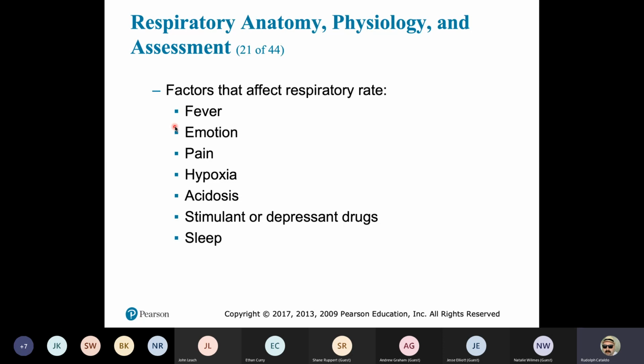Pain can increase a lot of things. Pain can increase your heart rate, it can increase your respiratory rate. Hypoxia obviously is going to affect your respiratory rate. Acidosis, which we'll get into a little bit maybe in a slideshow. Drugs, whether it be an opioid or an upper or downer, whatever it might be, can affect your respiratory rate. And then sleep. I'll be the first one to tell you I have horrible sleep apnea. I snore like you wouldn't believe. So at night I tend to breathe less than I do during the day because of that.